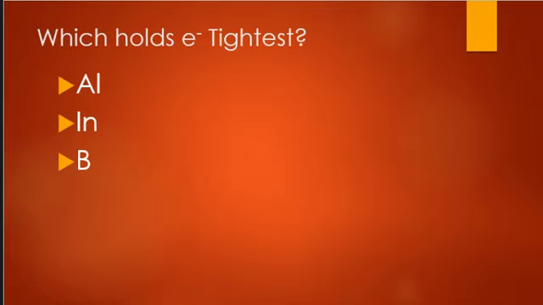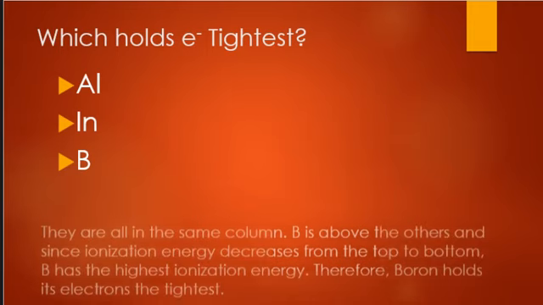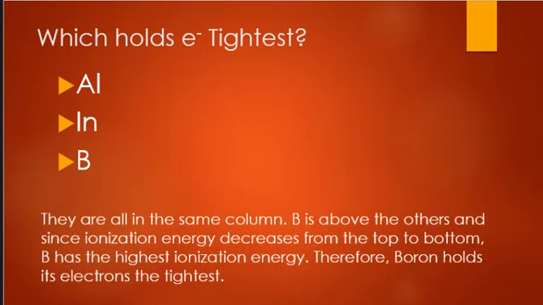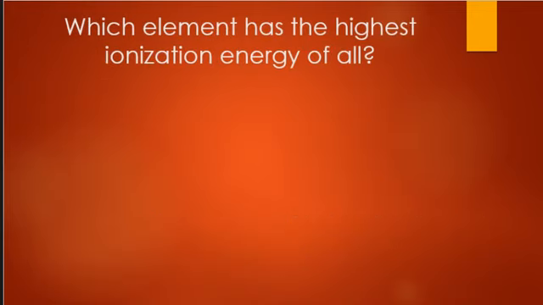Indium? Is that what it's called? Indium, In. They're all on the same column. Boron is above the others, and since ionization decreases from the top to the bottom, boron actually has the highest ionization energy. Therefore, boron holds its electrons the tightest. Remember that arrow goes up, up, up. Does it make sense? Okay, y'all are happy with that?